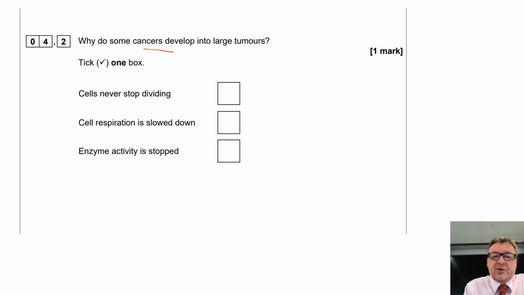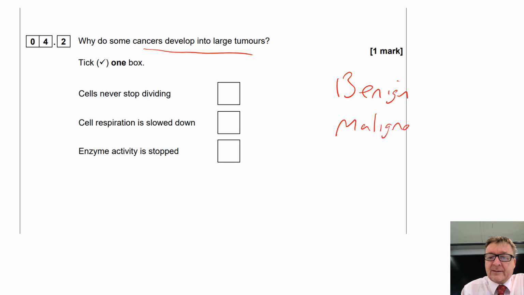Now, the thing with tumours, cancers, is you've got benign and you've got malignant. Benign are the ones that are reproducing rapidly, but they're kind of contained. Malignant are the ones that are reproducing rapidly, but they have little roots that come out of them, and they can spread and go into different organs.